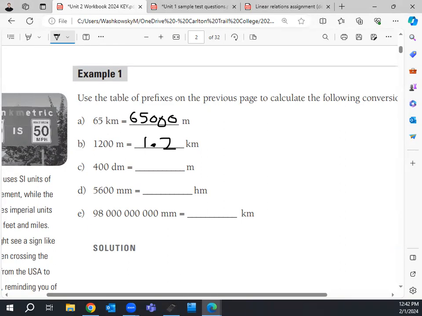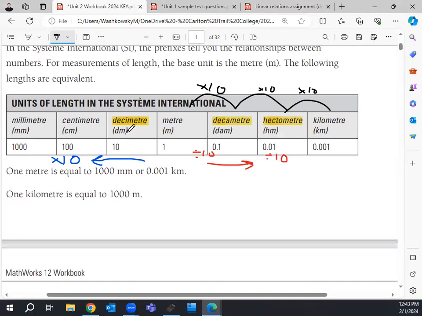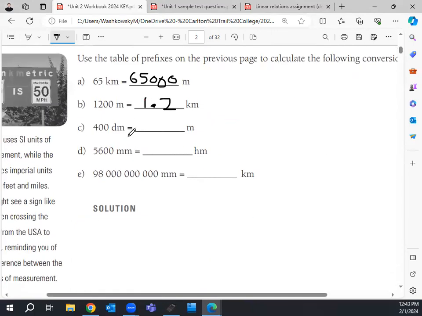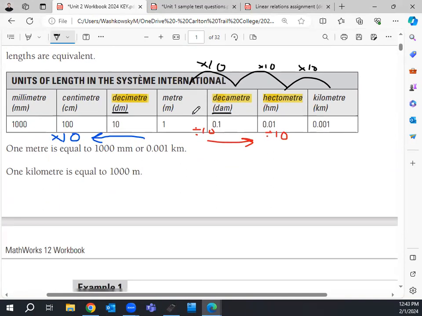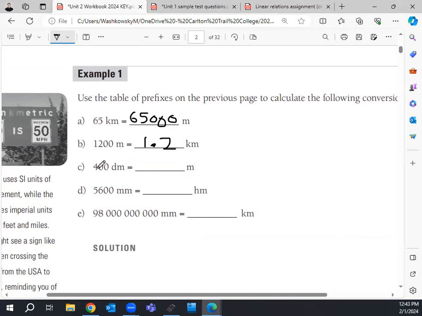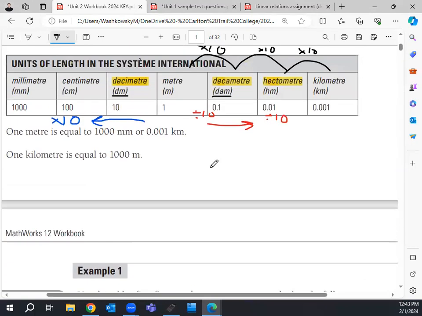Decimeter, you would just times it by 10. So if you're going from decimeters, DM, to meters, if you're moving to the right, it would be divided by 10. Really pay attention to the acronyms here. DM versus DAM. Decimeter, decameter, those are really easy to mix up. So for this first one, if I'm dividing this by 10, I know that's going to give me 40 meters.